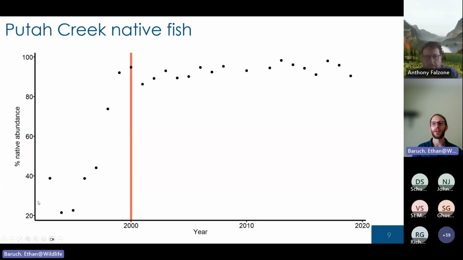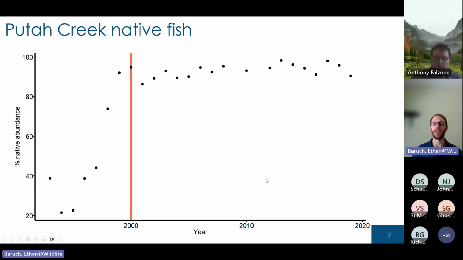And so we can look at the relative abundance of native fish in this stream, and before the flow accord, there was fairly low abundance of native species in this system. There were a few wet years right before the flow accord was fully implemented. And then following 2000, we have this really sustained high abundance of native species in Poudre Creek. So that's pretty great. Several other studies have looked at this and found this result.